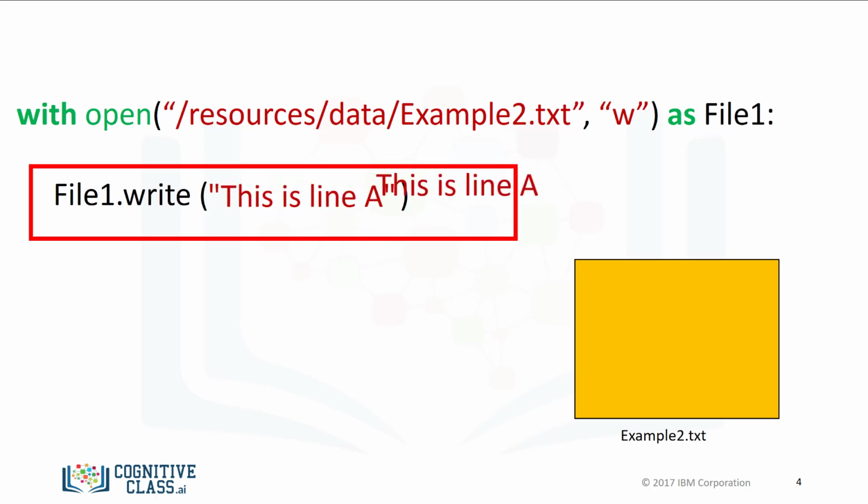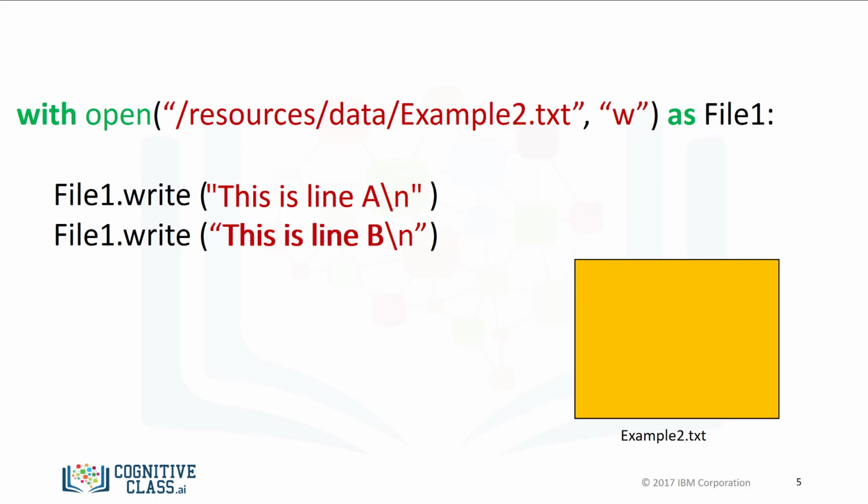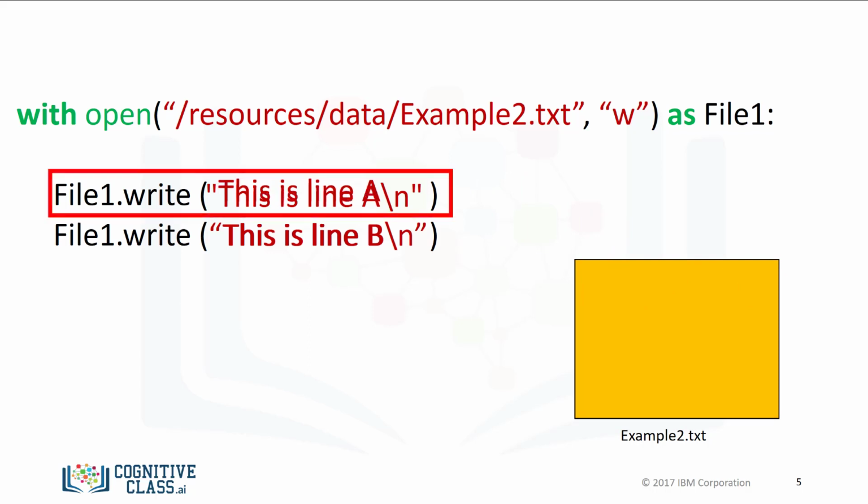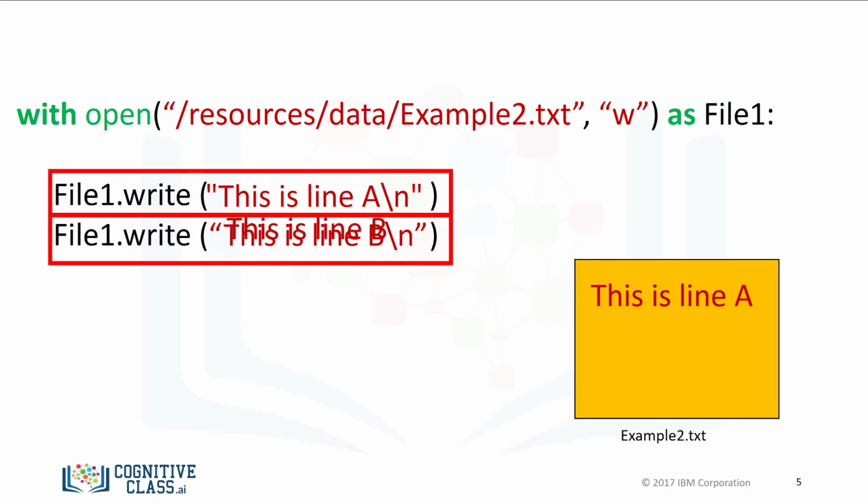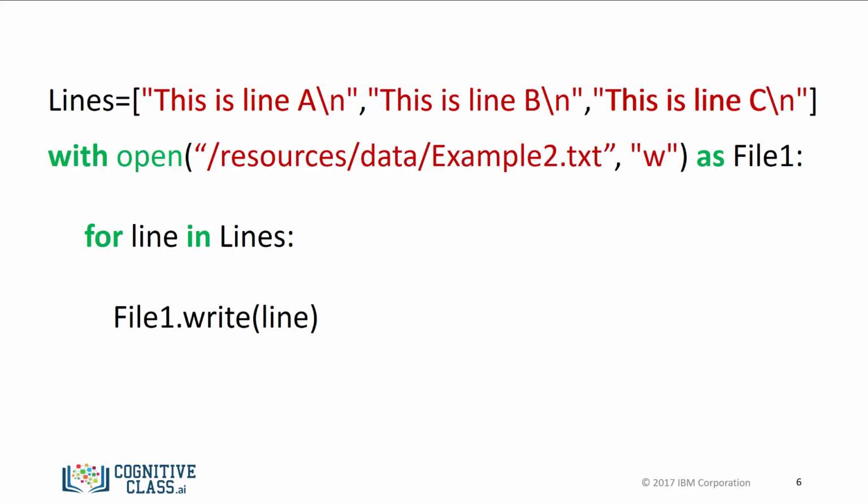The argument is the text we would like input into the file. If we use the write method successively, each time it's called, it will write to the file. The first time it is called, we will write, "This is line A" with a \n to represent a new line. The second time we call the method, it will write, "This is line B," then it will close the file.